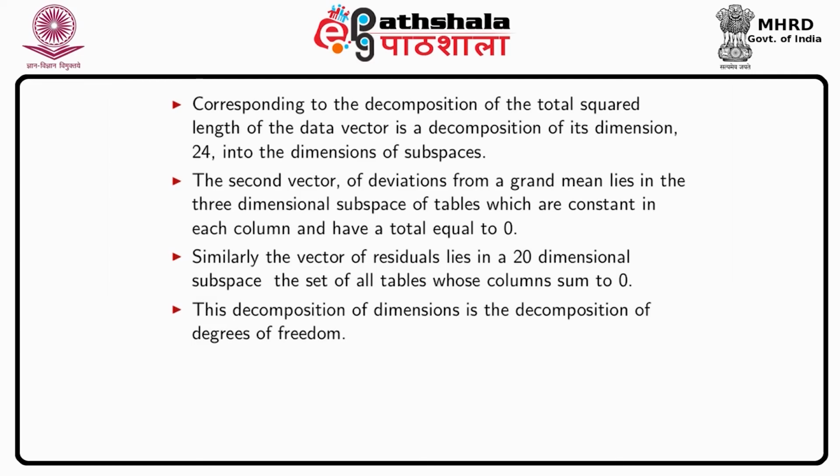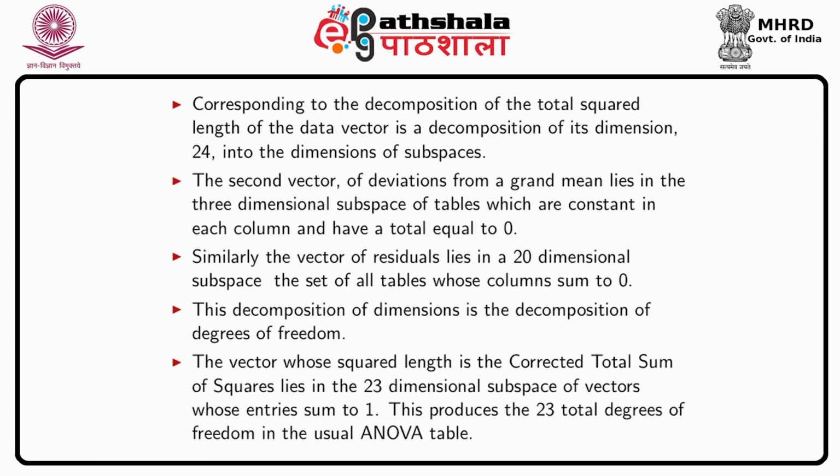This decomposition of dimensions is the decomposition of degrees of freedom as well, which is the third column in our analysis of variance table, next to the column for sum of square. So 24, which is the total dimension, is segregated into 1 plus 3 plus 20, and the degrees of freedom for treatment and errors are 3 and 20 respectively. So the vector whose squared length is the corrected total sum of square lies in the 23-dimensional subspace of vectors whose entries sum to 0. So this produces the 23 total degrees of freedom in the usual ANOVA table.